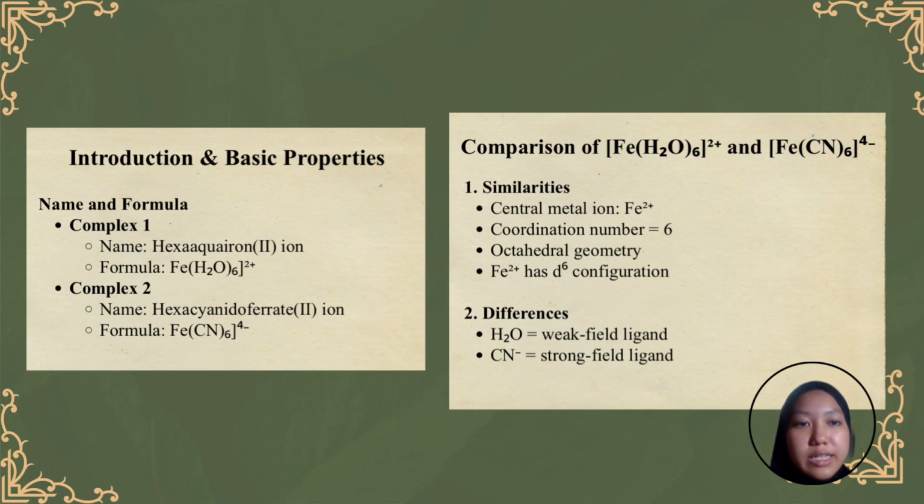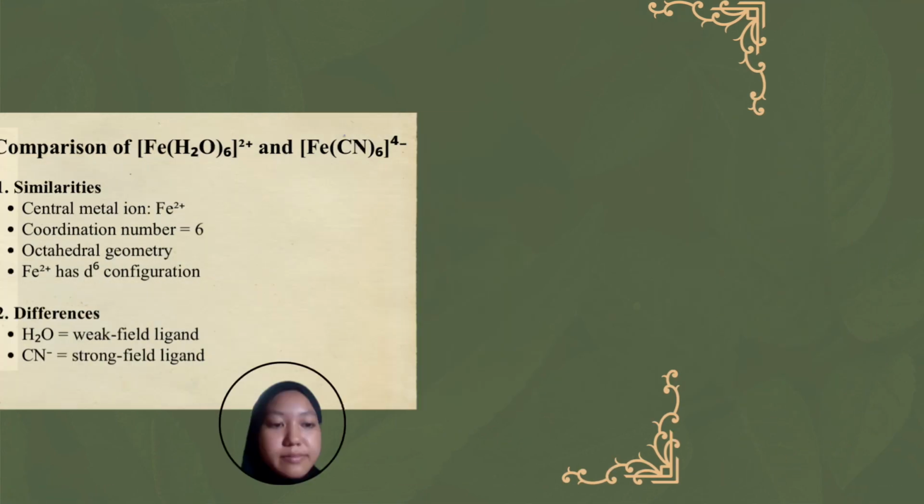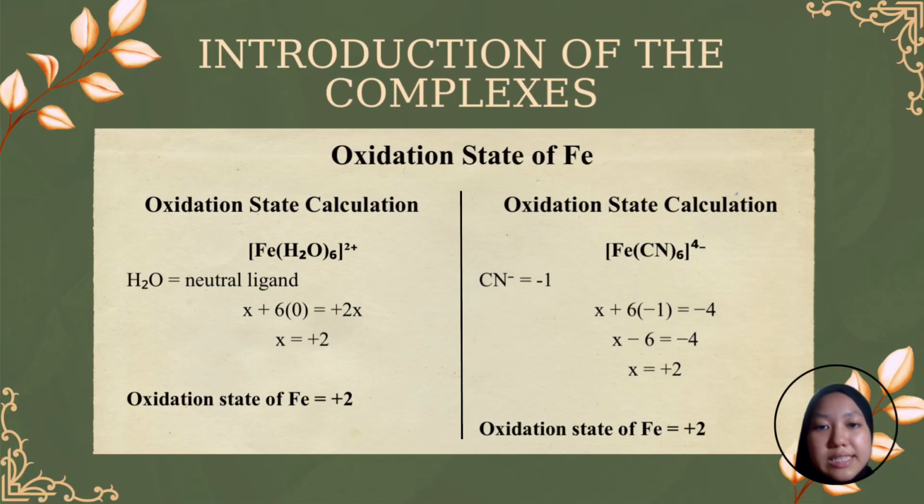Water is a weak field ligand, whereas cyanide is a strong field ligand. The differences in ligand strength cause significant differences in their electronic structure, magnetic properties, and color. Next, we determine the oxidation state of iron in each complex. For hexaaquairon(II) ion, water is a neutral ligand with zero charge. Therefore, the oxidation state of iron must be +2 to account for the overall +2 charge.